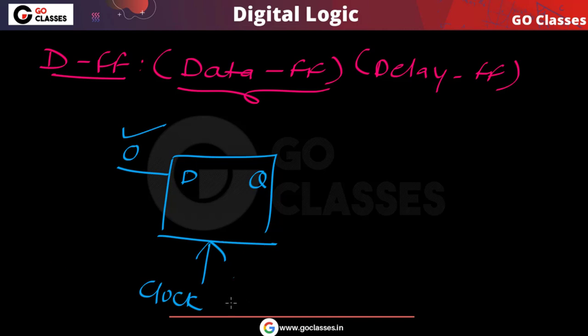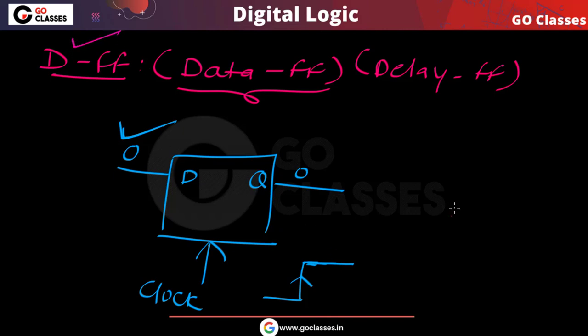Now what will happen, whenever this clock goes from low to high, whenever this positive edge, this rising edge comes, this data will be stored in this flip-flop. What does it mean? Data is stored in this flip-flop. It means this data is available on this output. So now this data is available on this output.